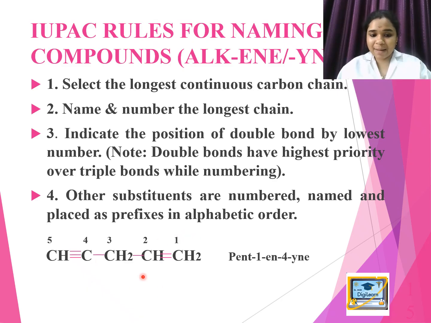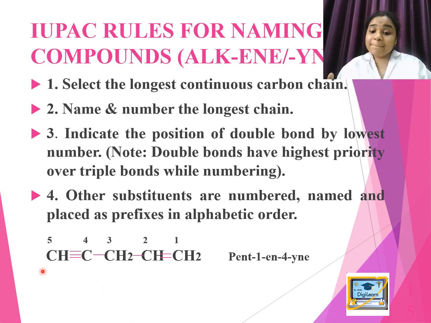So here is an example. You have a single bond, a double bond, and a triple bond. So where will you start your numbering, from right to left or left to right? We should start our numbering from the double bond. Where your double bond is present, there you should start your numbering. So here is my double bond, so I start my numbering here. 1, 2, 3, 4, 5. 5 carbon atoms are present.